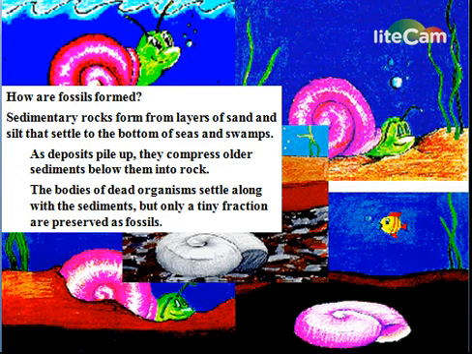Just to review how fossils are formed, sedimentary rocks form layers of sand and silt that settle to the bottom of seas and swamps. And as these deposits pile up, they compress the older sediments below them into more and more solid rock. And while this is occurring, the bodies of dead organisms settle along with the sediments and actually get pressed into this layering that's occurring. But only a tiny fraction of these dead organisms do get preserved as fossils.